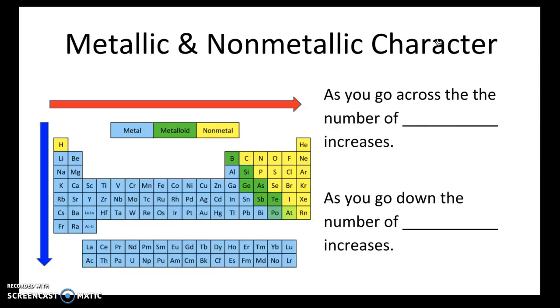So the first qualitative periodic trend has to do with metallic versus non-metallic character. I want you to take a second. You already know that the periodic table is sort of set up in this way where metals are on one side and non-metals are mostly on another side. As you go across, I want you to identify what increases. So as you go across a period, does the number of metals or non-metals increase? All right, how about as you go down, what increases, the number of metals or non-metals?